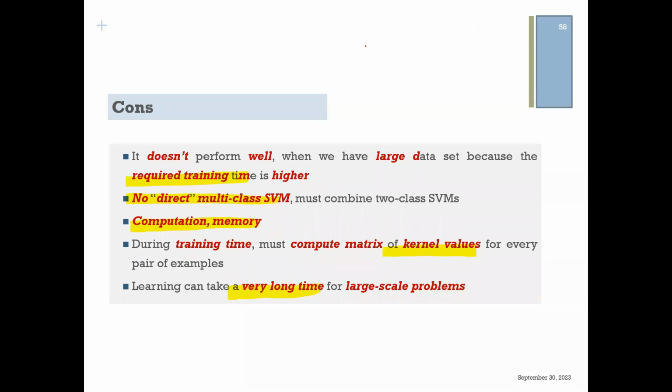The cons: everything that has an advantage also has its own challenges. Some of the disadvantages or challenges of support vector machine include that it doesn't perform well when we have a large data set, because the required training time is higher. If your data is really huge, the training is not a simple training. A lot of quadratic optimization procedures are involved in support vector machine, which adds to computational complexity.